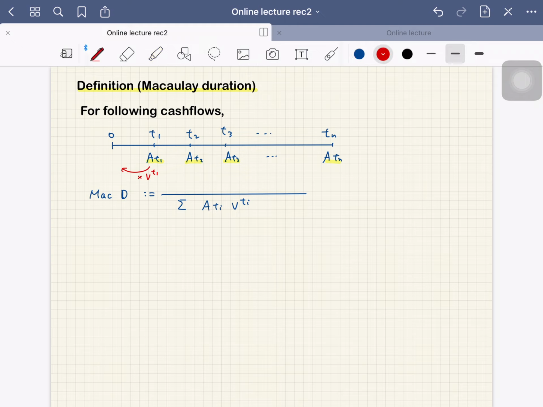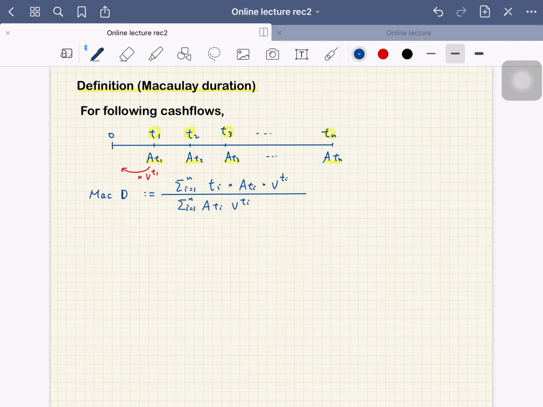Then how about the numerator? Remember that we want to take the average of these numbers t1 to tn and weight it by the present value. So that becomes a summation, with i equal to 1 to n. We want to take the average of t1 to tn, so we have ti times a sub ti times v to the power ti. So this is the definition of Macaulay duration.